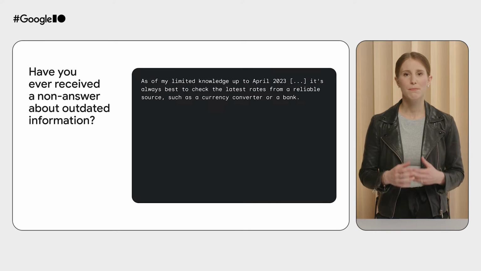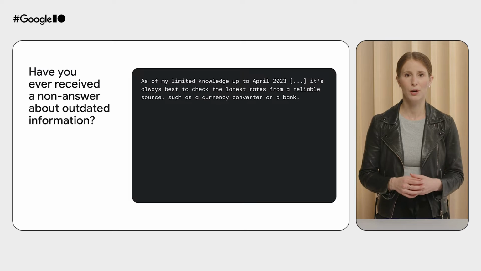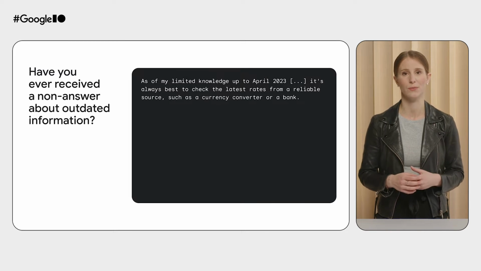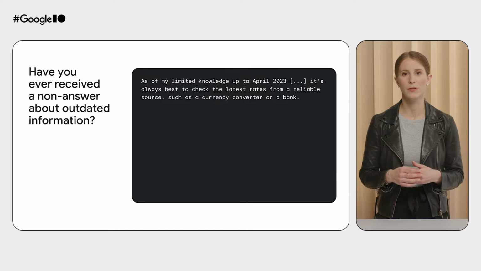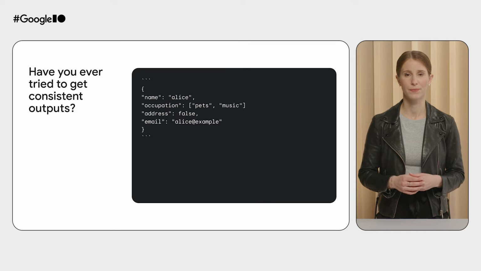They are trained on a massive corpus of data, but the model itself isn't aware of new information and events that have occurred since it was trained. As a result, LLMs can sometimes give inaccurate or outdated answers. In this example, we might have asked an LLM to give us an exchange rate between different currencies, but the model responds that it doesn't have the latest information and that you should refer to an external source.